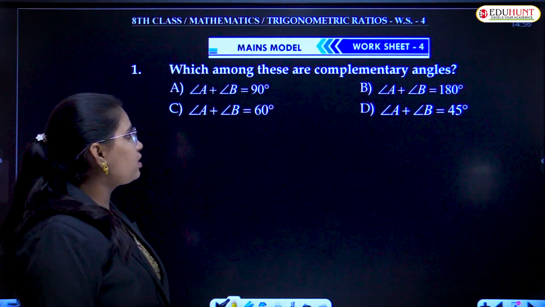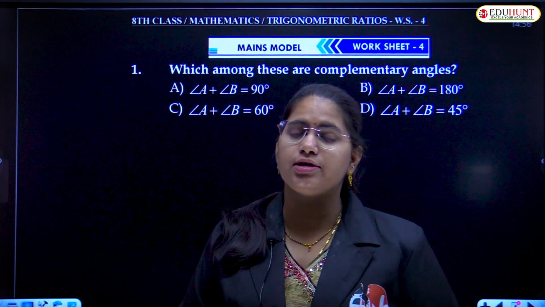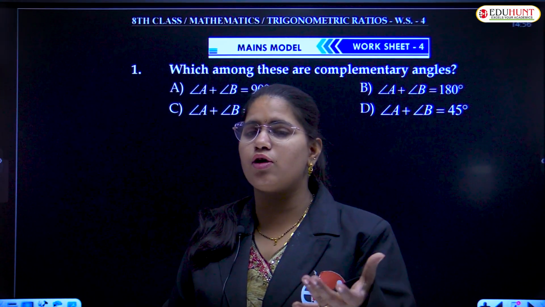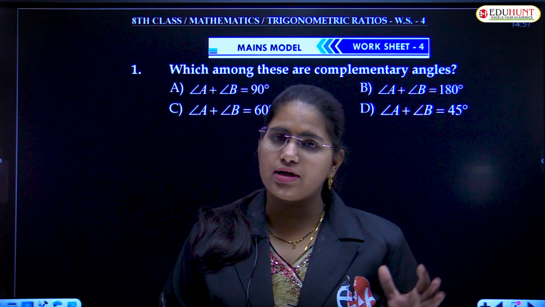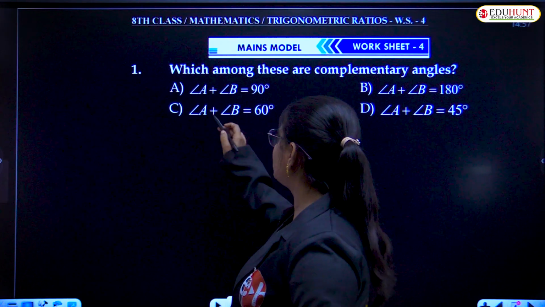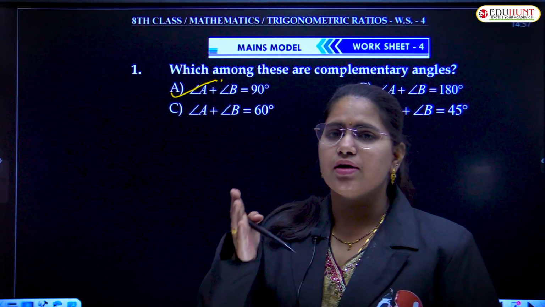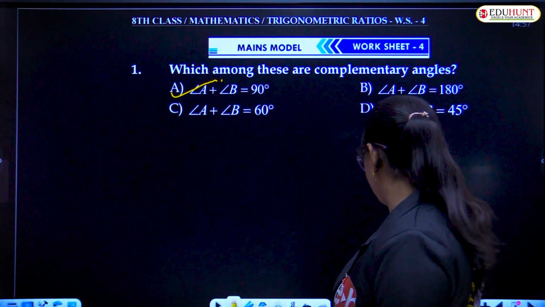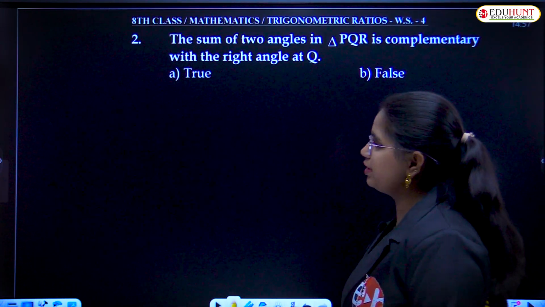Which among these are complementary angles? Let me recall the definition of complementary angles. Whenever you add two angles together, the resultant should be equal to 90 degrees, right? So it is A plus B is equal to 90 degrees. Yes, so this is the first option. Let's get to the next one.